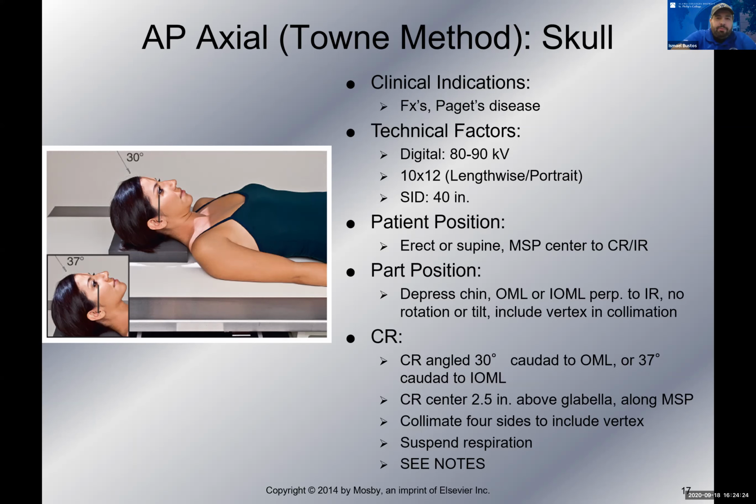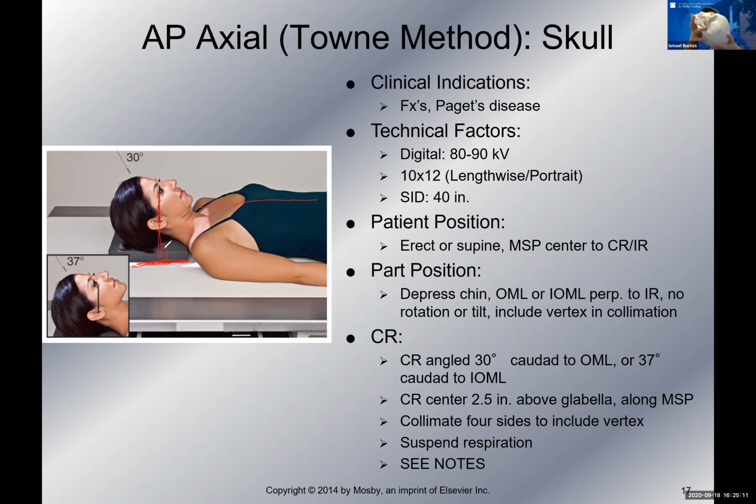You want to make sure that the mid-sagittal plane is to the middle of the table. Now when we put the patient down there, we want to make sure that we flex the neck or depress the chin to bring the OML perpendicular to the image receptor. So again, this positioning line goes from the outer canthus, the lateral orbital margin, to the EAM, and that is known as the OML. It's going to be perpendicular to the image receptor, which is down here underneath the table. So you're going to have to flex the neck in order to bring that OML perpendicular. You want to make sure there's no rotation, no tilt.